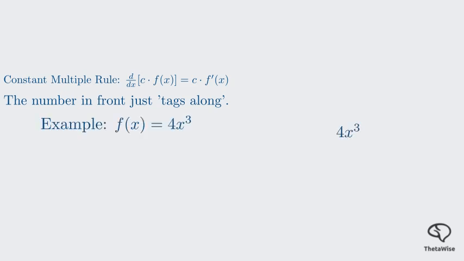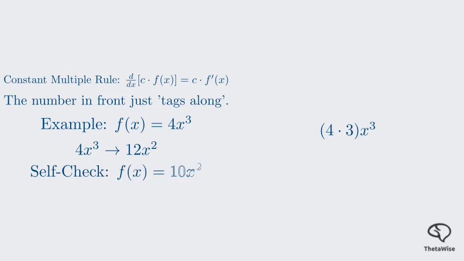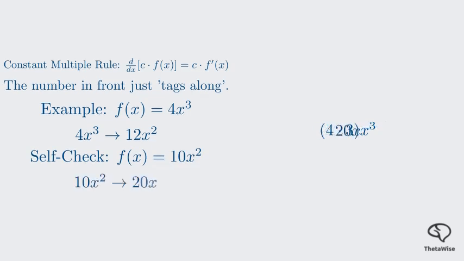First, we look at the exponent, which is 3. We bring it down to the front, but there is already a 4 there, so we multiply them. 4 times 3. Next, we subtract 1 from the exponent. 3 minus 1 is 2. Finally, we multiply 4 and 3 to get 12. So, the derivative of 4x cubed is 12x squared. Take a moment to think about 10x squared. Bring the 2 down, multiply by 10 to get 20, and the exponent becomes 1. The derivative is 20x. You're already starting to recognize the pattern.